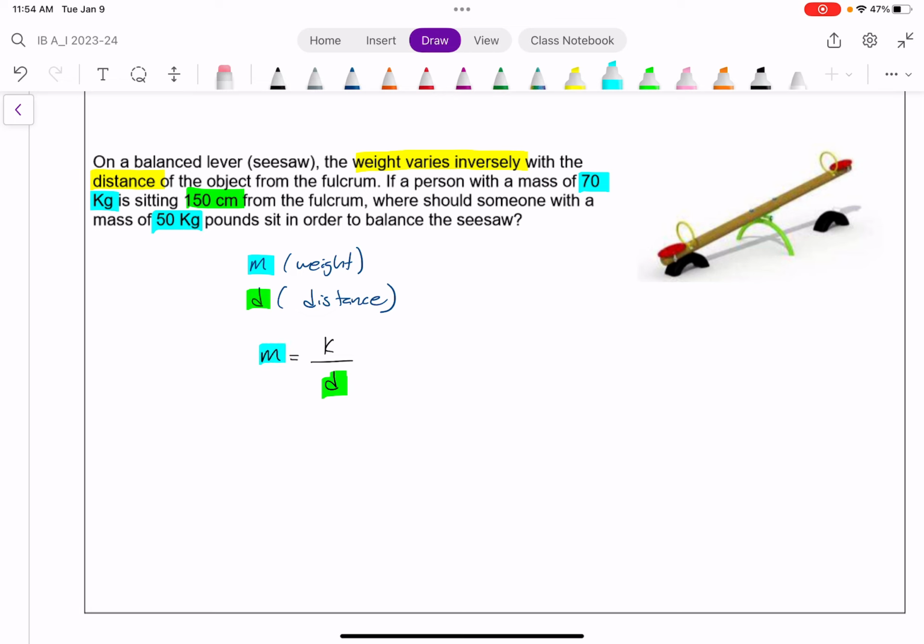Okay, so with that said, what we're told is this. We're told that if a person has a mass of 70 kilograms and they're sitting 150 centimeters from the fulcrum, that's the first half. The other half is how far should someone else be sitting if they weigh only 50 kilograms. And so first, let's focus on what I've underlined.